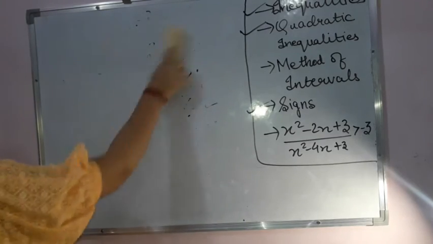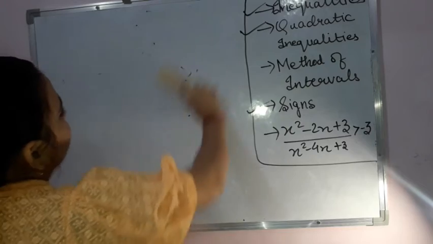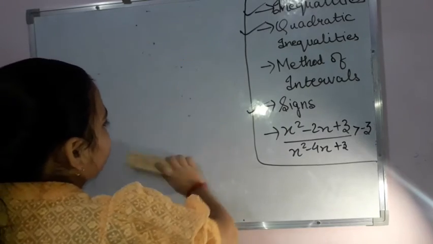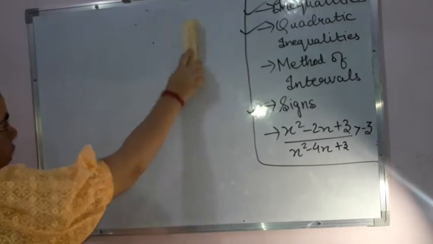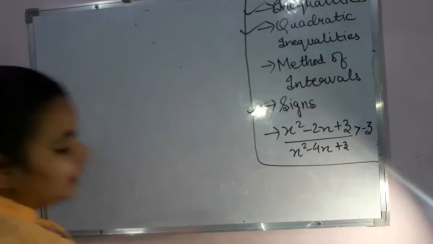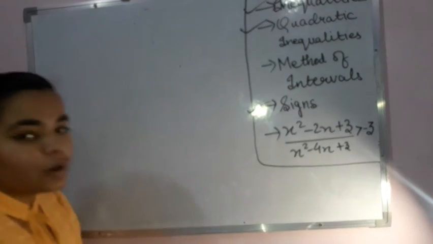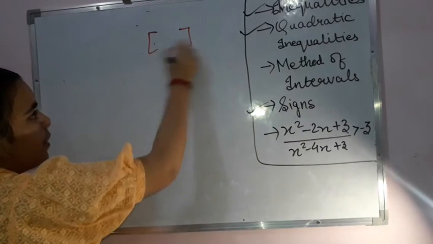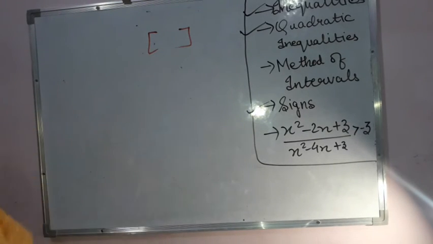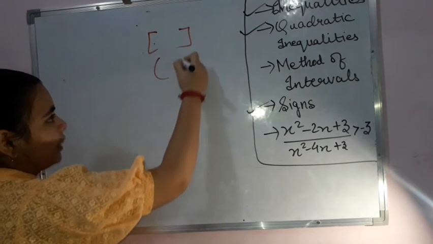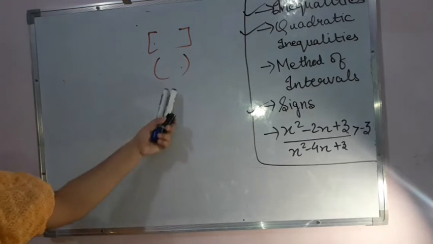And while we solve by the method of intervals, let me remind you of certain points. If both the limits, that means my upper limit and lower limit, are included, then I will be using closed brackets, the square brackets, right? Then if my limits are not included, I can use these brackets. These are the open brackets.